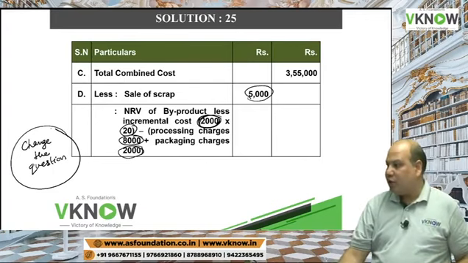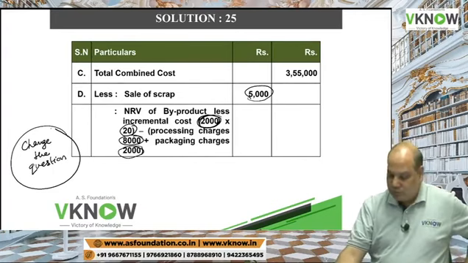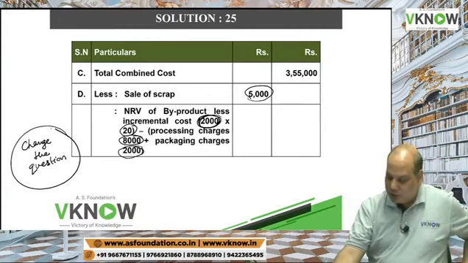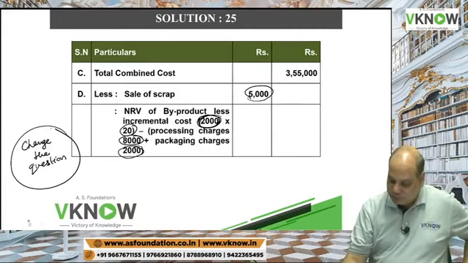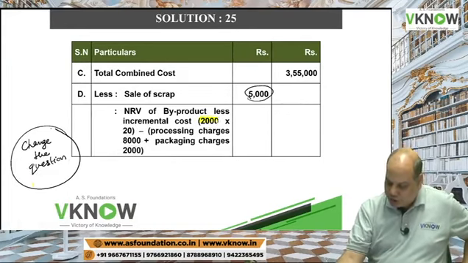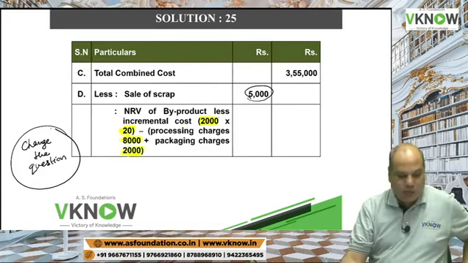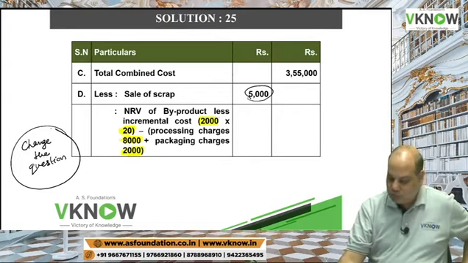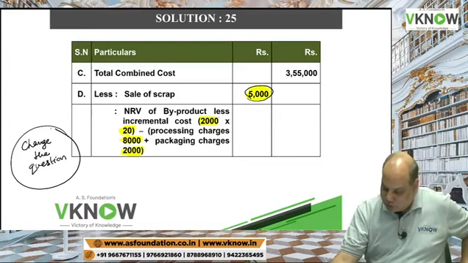Sale of scrap, write down 5000, quantity of byproduct 2000, selling price of byproduct 20 rupees, processing charges of byproduct 8000, and packaging charges 2000. Please change these figures in your question.